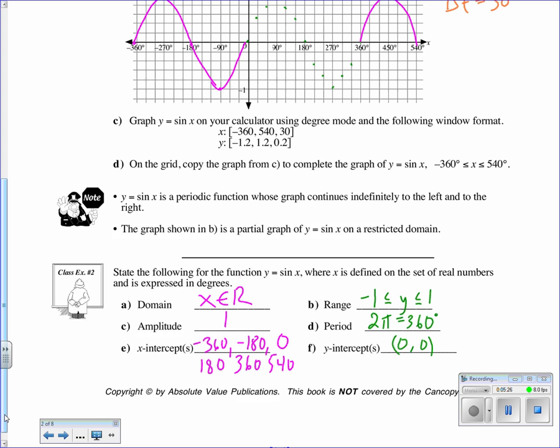So maybe a nicer way to write our x-intercepts. So my x-intercepts are 0 and 180, and then multiples of 180, where n is an element of the integers. So that means my integers are my natural counting numbers, 1, 2, 3, and they can be negative as well. -1, -2, -3. That's where I would get my x-intercepts from.